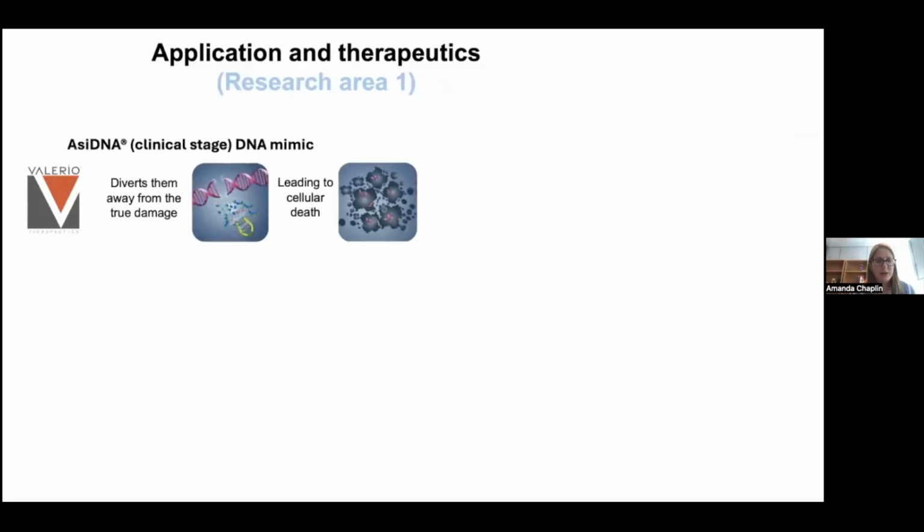And just to say, we're collaborating with a company in France called Valeria Therapeutics. What they have is DNA mimics. These are DNA molecules that allow the NHEJ machinery to bind to the mimic rather than the cellular DNA, and therefore that leads to cellular death.